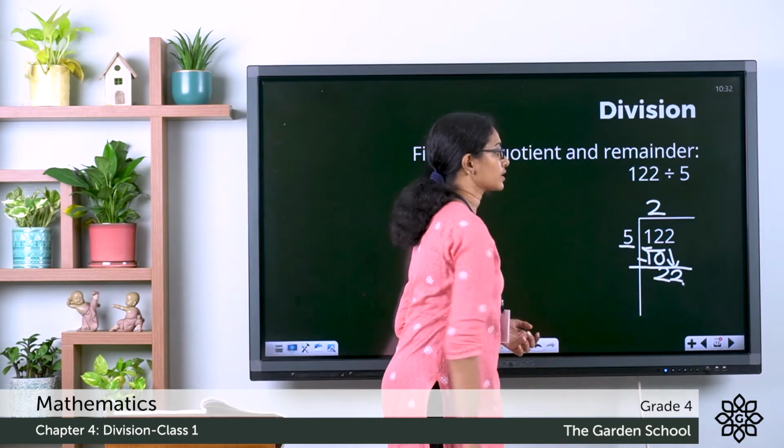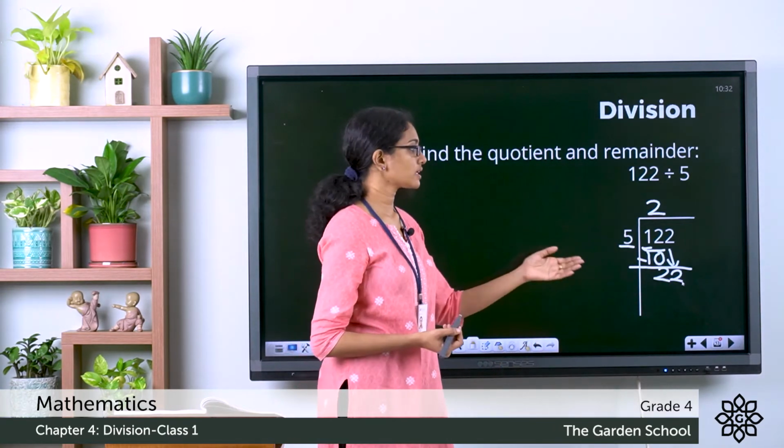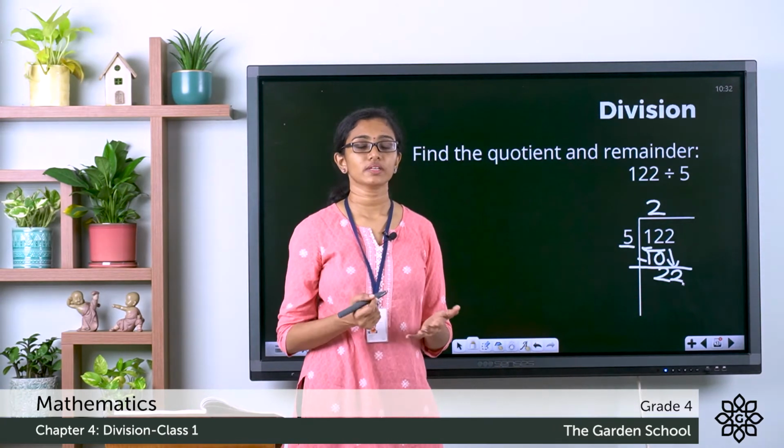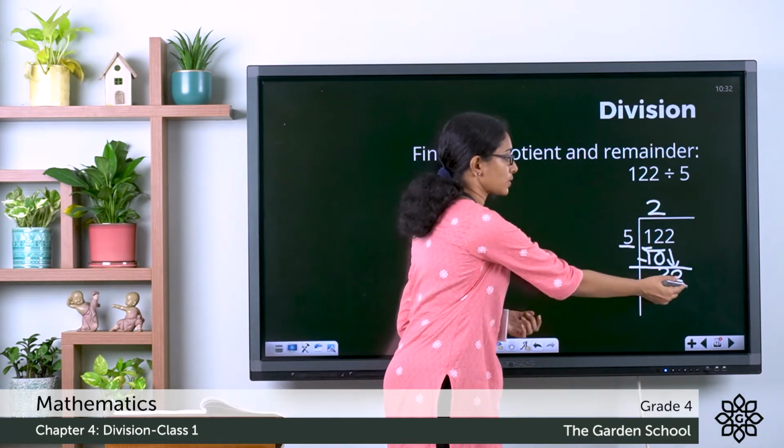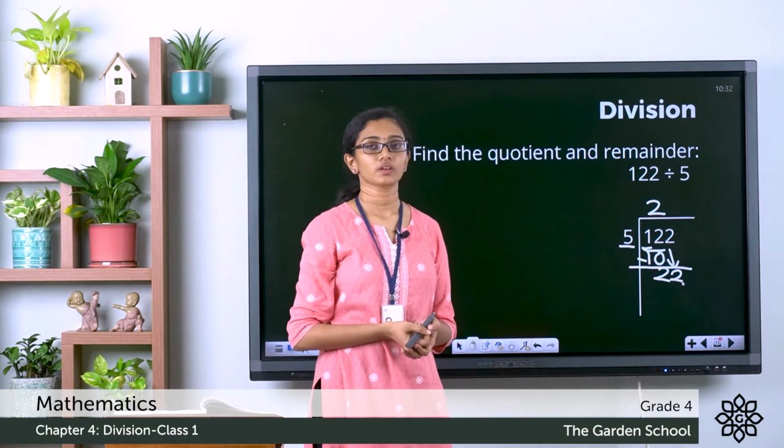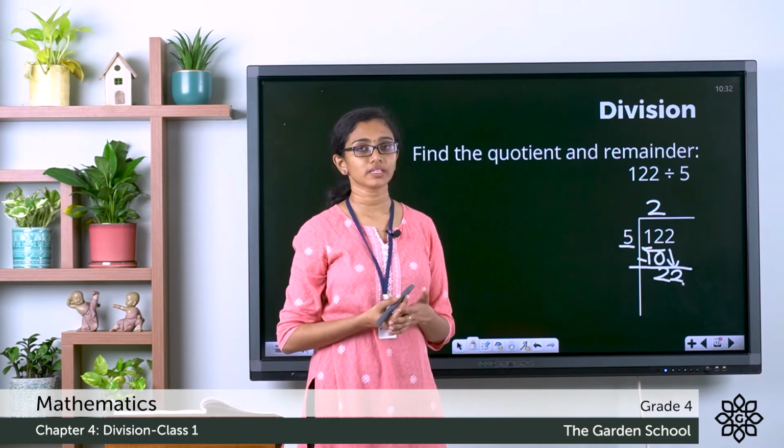and you get 2 here. So now the number is 22. Now the next step is to divide this 22 by 5. So how many 5s are there in 22?